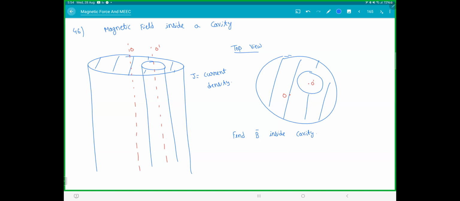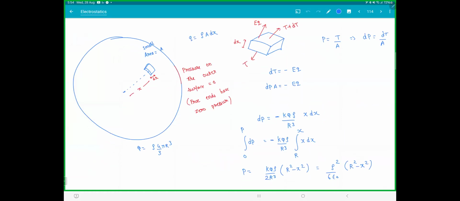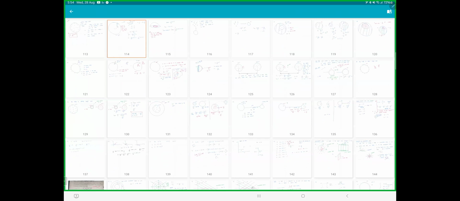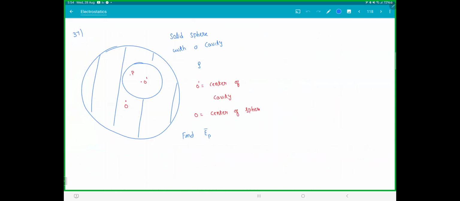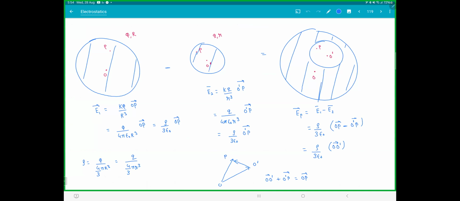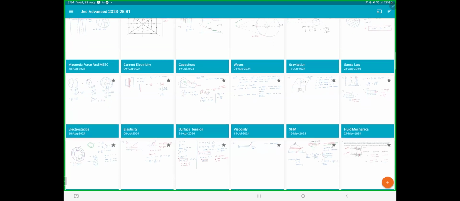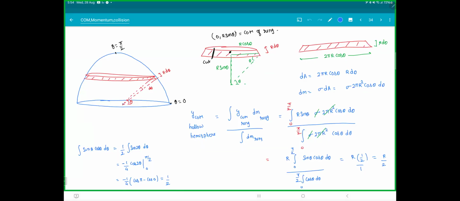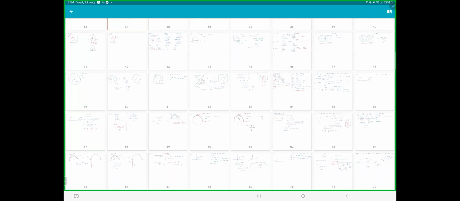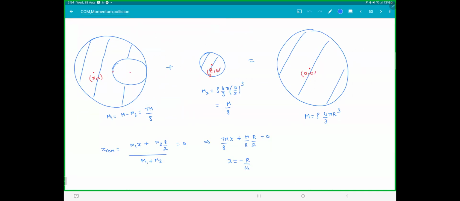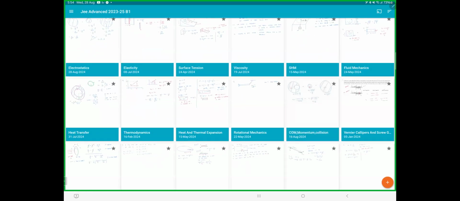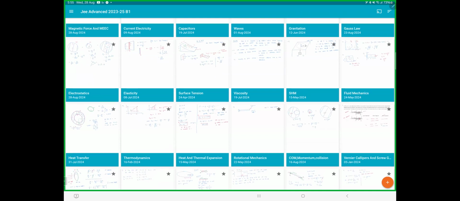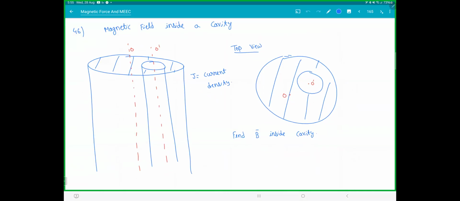If you remember how we did that, this was question 37. This is what we did. Always remember, whenever you see a cavity, there's only one primary technique that we learned. Take the full sphere, subtract the small one, and you'll get the cavity. This is not the first time you encountered this. The first time was in center of mass. When we started doing cavities, we did exactly the same thing. Find the center of mass of the full, take the small piece, and you'll get the cavity. Then we did it in moment of inertia, then in electrostatics, then in gravitation. Now we are doing it in magnetism. You see a cavity, that is the main idea there.